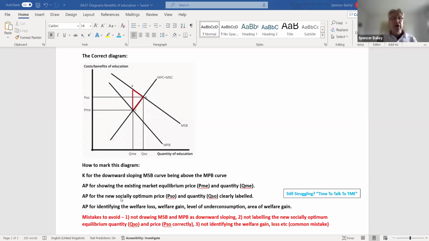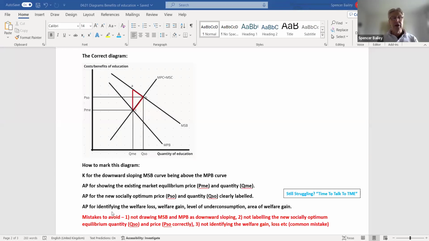Your 3rd mark comes from the new socially optimum price and quantity, and this is where you clearly have to say P socially optimum, Q socially optimum. If you put P2 and Q2, you won't get it, okay? So make sure you've got those correctly labeled.